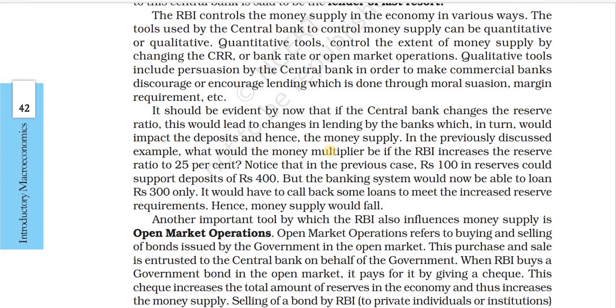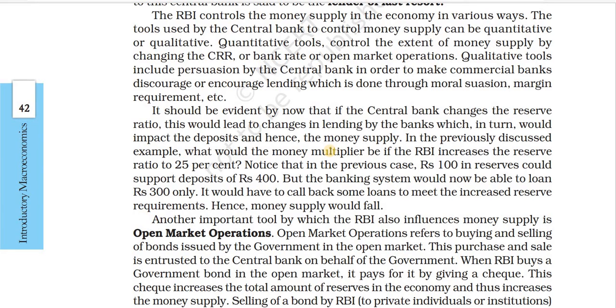Open market operation is an important tool for controlling the money supply. It is a quantitative measure. Open market operation refers to buying and selling of bonds issued by the government in the open market. Means, RBI sells government securities to contract the flow of credit, and RBI buys government securities to increase the flow of credit. Okay, that one is the open market operation.